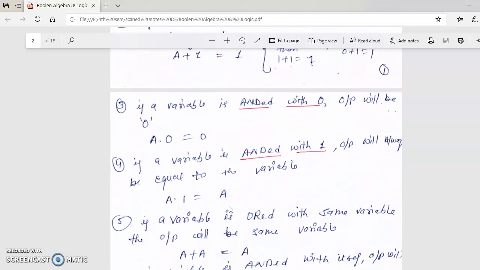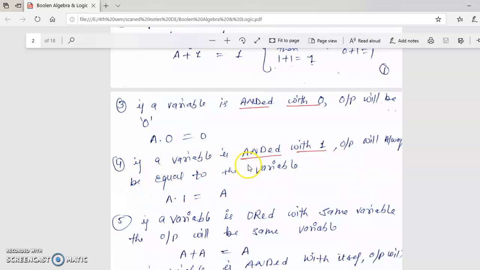Next one, if a variable is ANDed with 0, the output will always be 0. If any variable A is ANDed, meaning multiplied, we always get 0. Okay, A dot 0. It is also proved by taking the variable A equal to 0 and A equal to 1. Once put the value of A as 0, and once put 1, and then get the output that is always equal to 0.